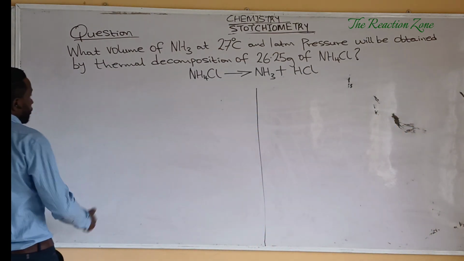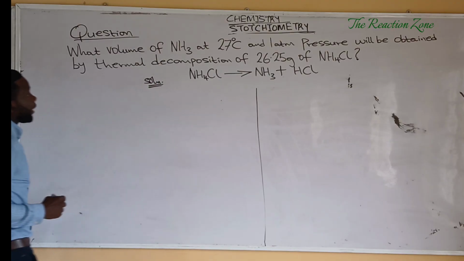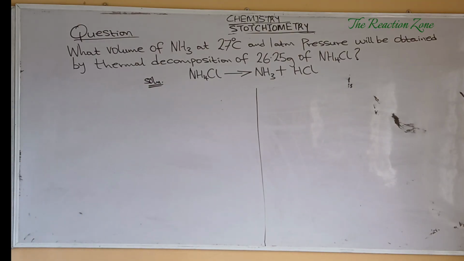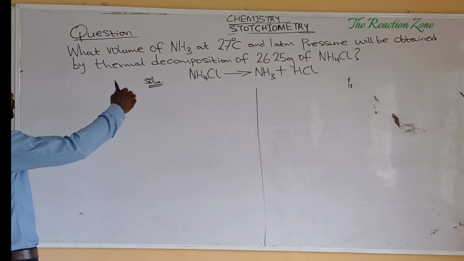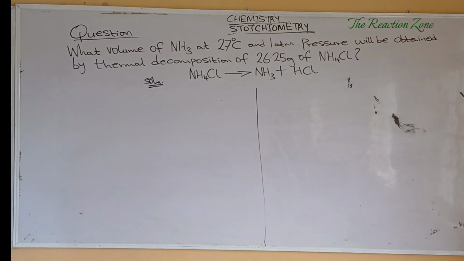To solve this question, the first thing that needs to be done is to find the number of moles of ammonia that the decomposition of 26.25 grams of ammonium chloride corresponds to.